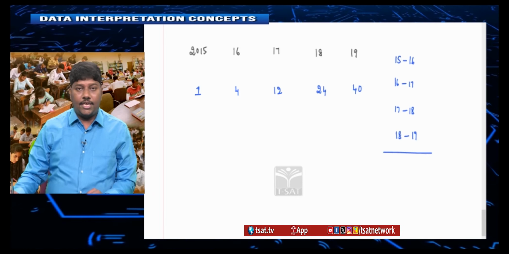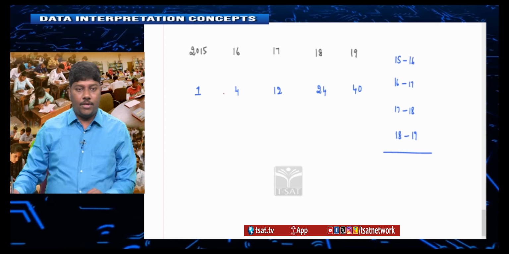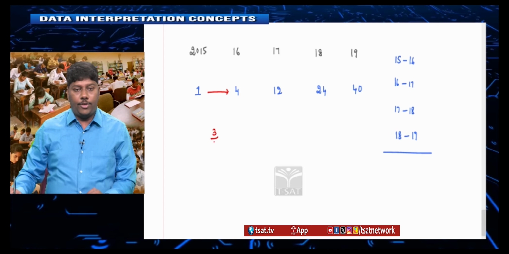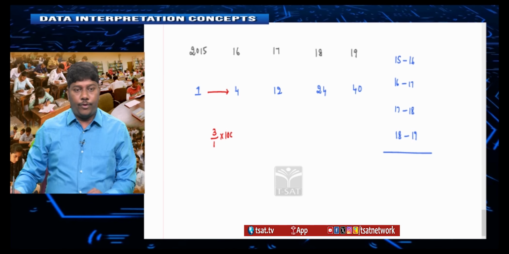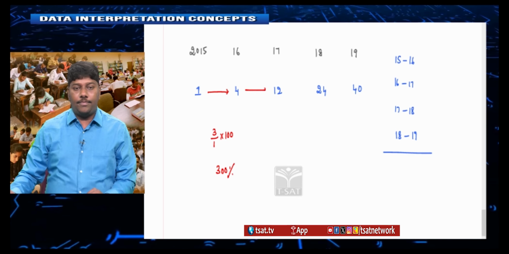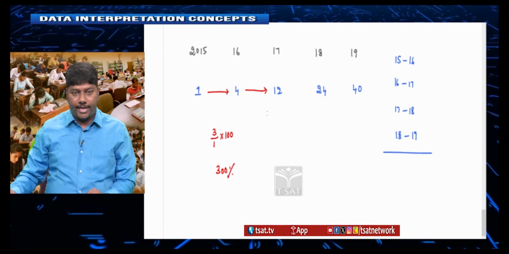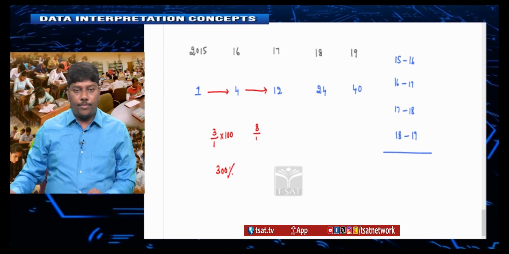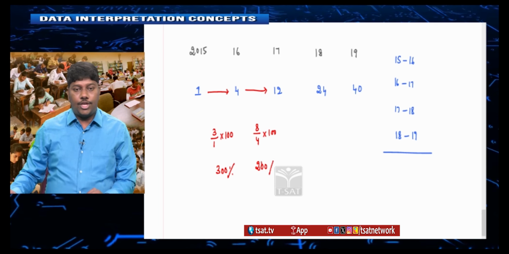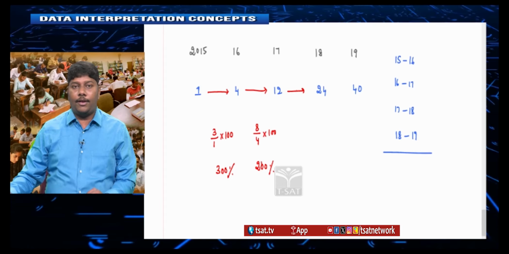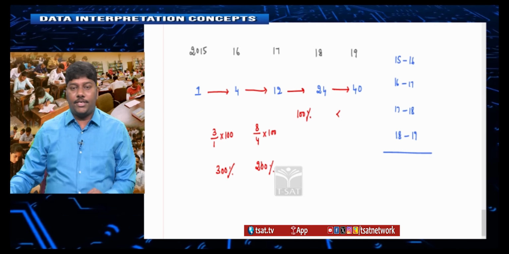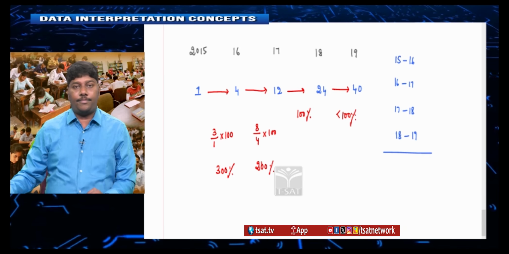Now here he is asking you the percentage increase, not the value increased. Now see here how much it is increasing. It is 3 upon 1 into 100. When a number becomes 4 times, the percentage increase is 300. When a number triples, percentage increase is actually 200. Or else you can take 8 increase upon 4 into 100, that is 200% from 16 to 17. If you look at from 17 to 18, when a number doubles, which means it is 100% increase, it is not even double. The percentage increase is actually less than 100.